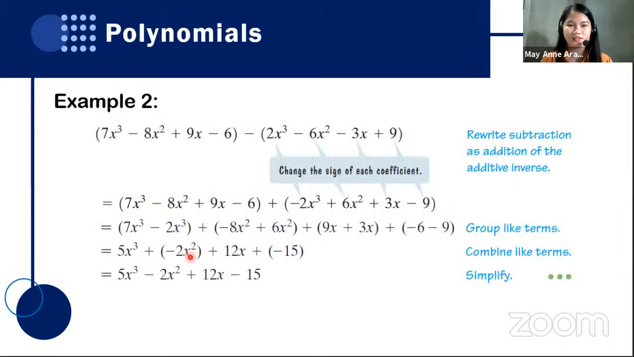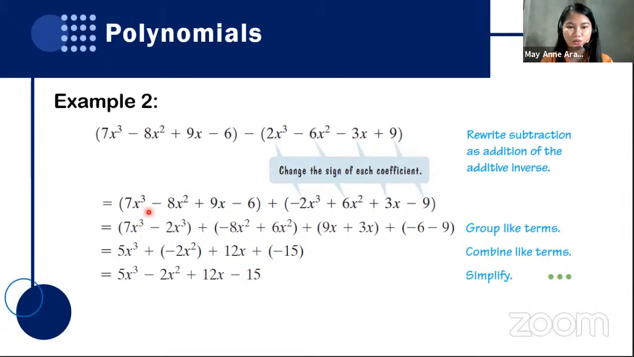Okay, another example. So you have 7x cubed minus x squared plus 9x minus 6. So you have a subtraction here. So don't forget to change the sign of each coefficient. No? So ito magiging negative, so becomes positive, positive, and negative. So yun yung laging usual, yung lagi talagang nakakaligtaan. Then again, group the like terms, or you can do it directly.